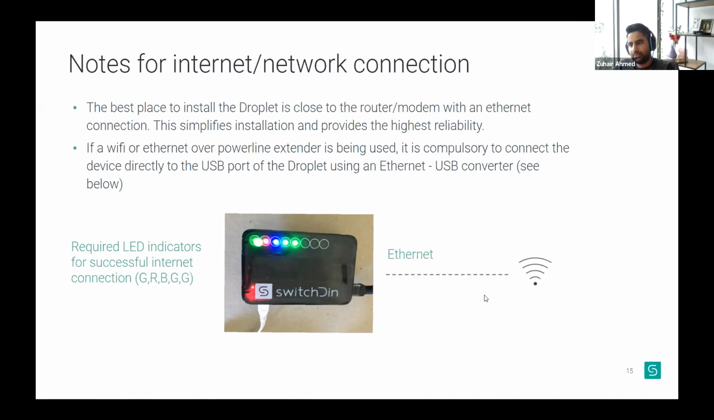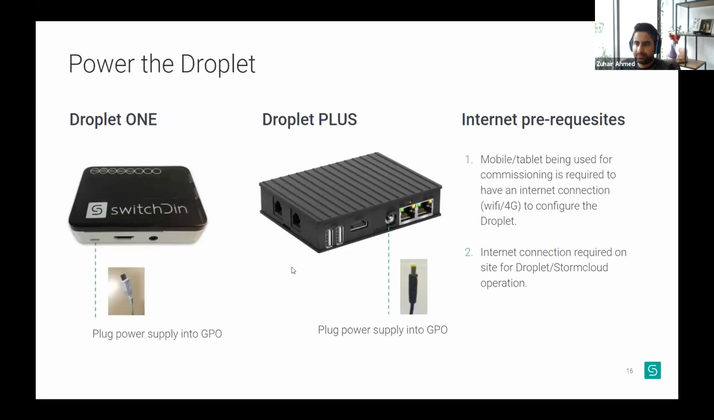In case there is a Wi-Fi extender or a repeater on site, we need to make sure that that extender is not in between the Droplet and the inverter, the Fronius inverter. The reason for that is these extenders tend to mask the MAC address of the devices on the other side. So the Droplet won't know where the inverter actually is. So we need to make sure that there are no extenders in between the devices. Power up the Droplet using the regulated power supply that comes with it, and also make sure the device using the installer app has a valid internet connection.